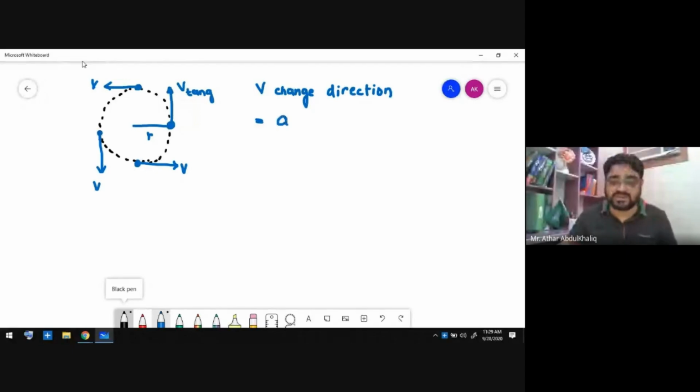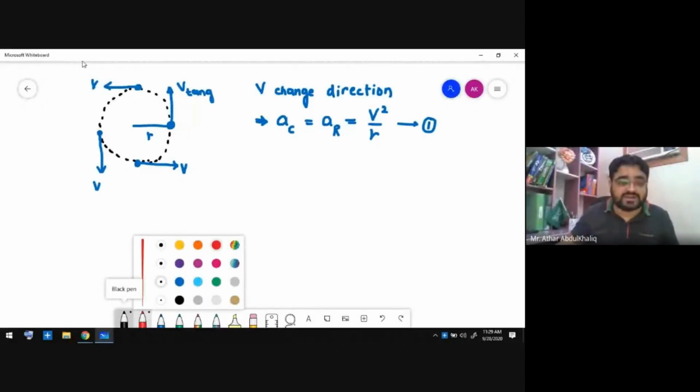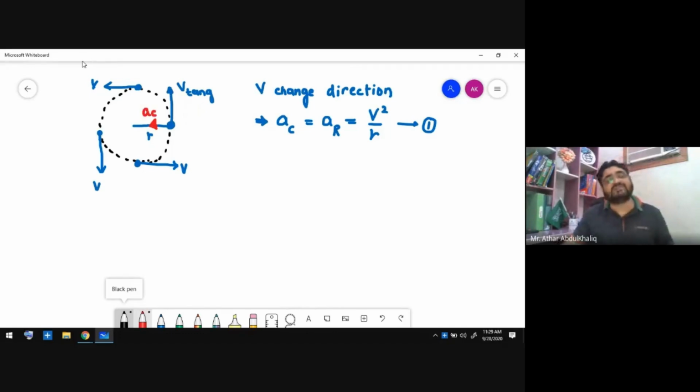This acceleration is named centripetal acceleration, or sometimes we use the word radial acceleration because it is along the radius toward the center, and we found that it was equal to v squared over r. Mathematically, this relation we studied in the very first lesson. So what is the direction of this acceleration? We said the direction of the acceleration is along the radius toward the center of the circle, if this is the center.